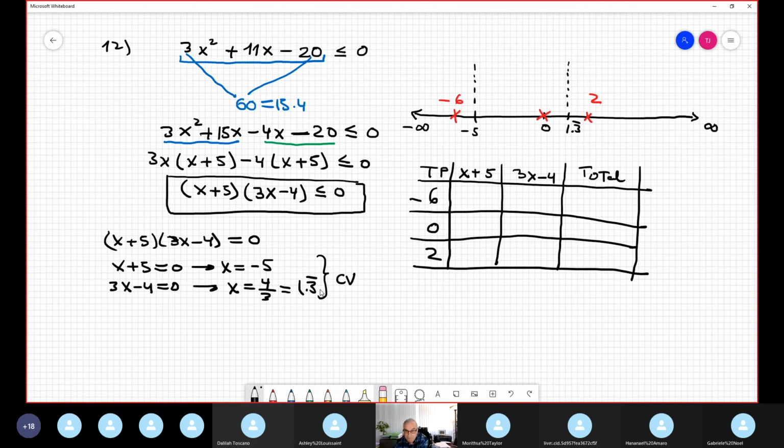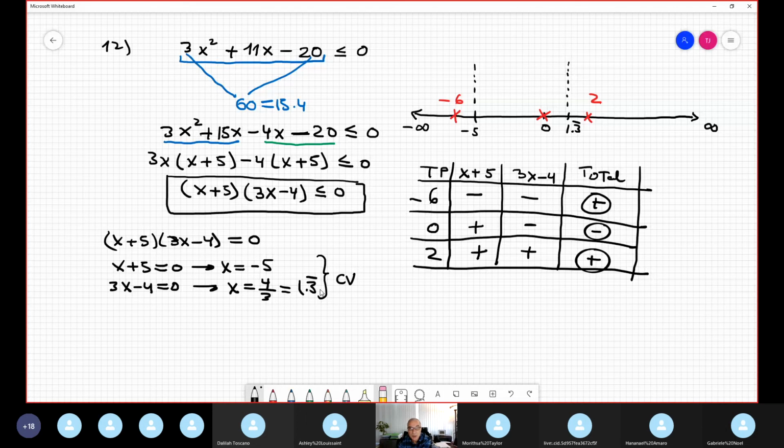Okay, -6 plug in here and it's negative. -6 is negative. Double negative, positive. 0 is positive. 0 is negative. This is negative. 2 is positive. And 2 times 3 is 6, positive. It's positive. Okay, we finish the table.